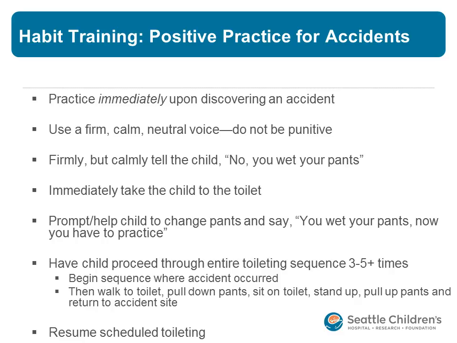So let's say the accident happened in the living room. You're going to go back to the living room to exactly the place where it happened. If there's a wet spot on the floor, you can even reference the wet spot. And you're going to say to the child something like, we don't go potty in the living room. We go potty in the toilet. Let's go practice again. You go back into the bathroom. You pull down the pants. You sit on the toilet, maybe for 5 seconds, 10 seconds, a short period of time. Pull up their pants. Go back to where the accident happened. Repeat the steps, the same thing.